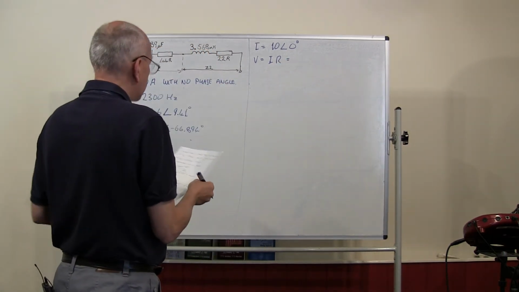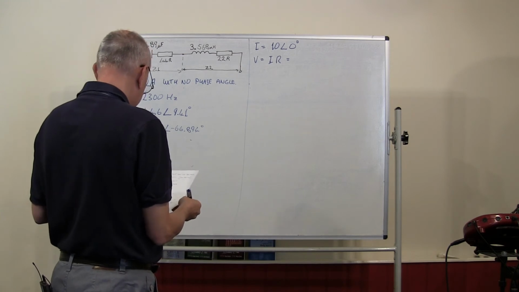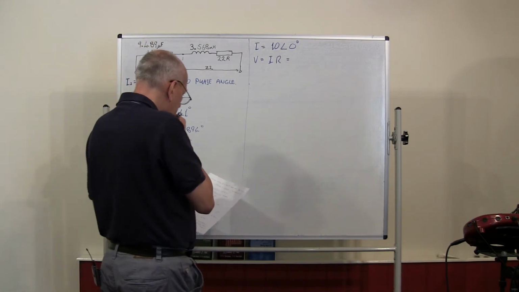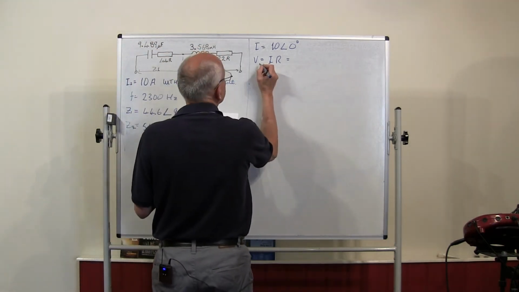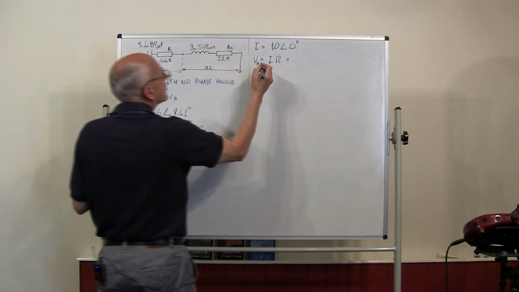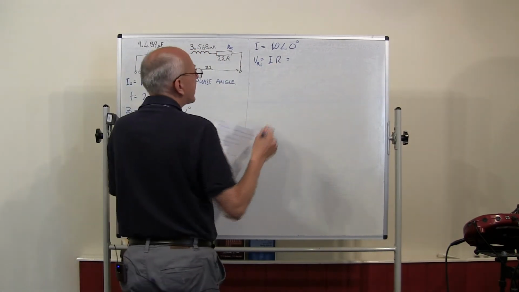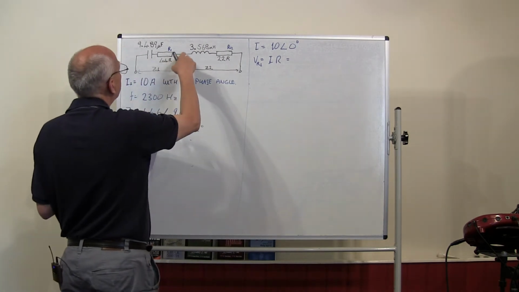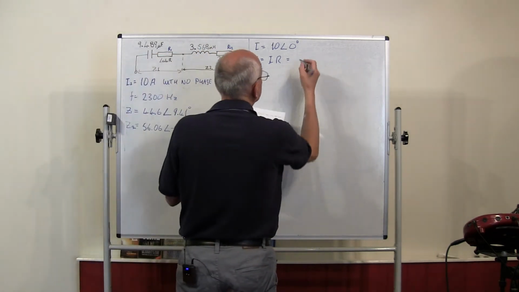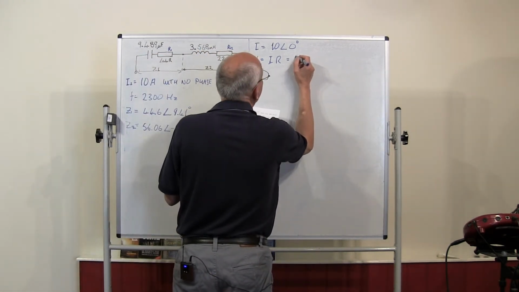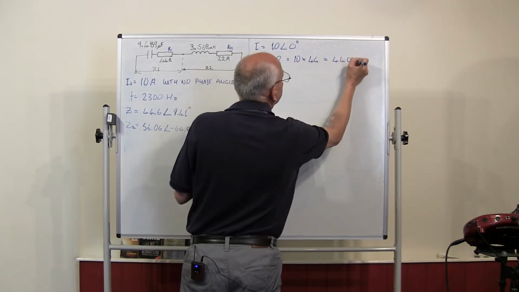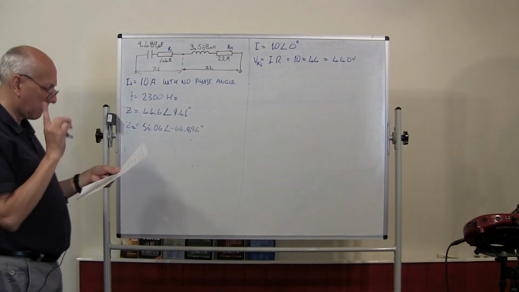So the current times the impedance, and we found the impedance to be V across the resistor. We'll call this R1, call this R2. So R1 is going to be 10 times the resistor. There's 10 amps flowing through this circuit. So we've got 10 amps times 44, which gives us 440 volts. That's across the resistor. Bear that in mind.